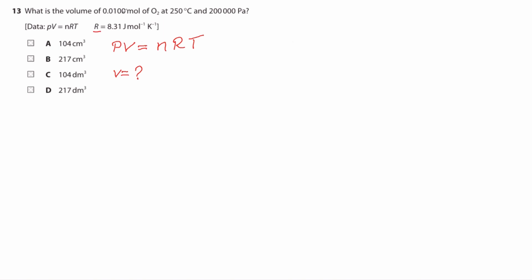Of 0.01 moles of oxygen. Our number of moles is given, 0.01 moles, of oxygen at 250 degrees Celsius. But they are giving the temperature in 250 degrees Celsius, and T is absolute temperature. So we have to take the Celsius value 250 and add 273. Then you get the Kelvin value as the temperature. 250 plus 273 is 523 Kelvin. Okay, that's the temperature value.